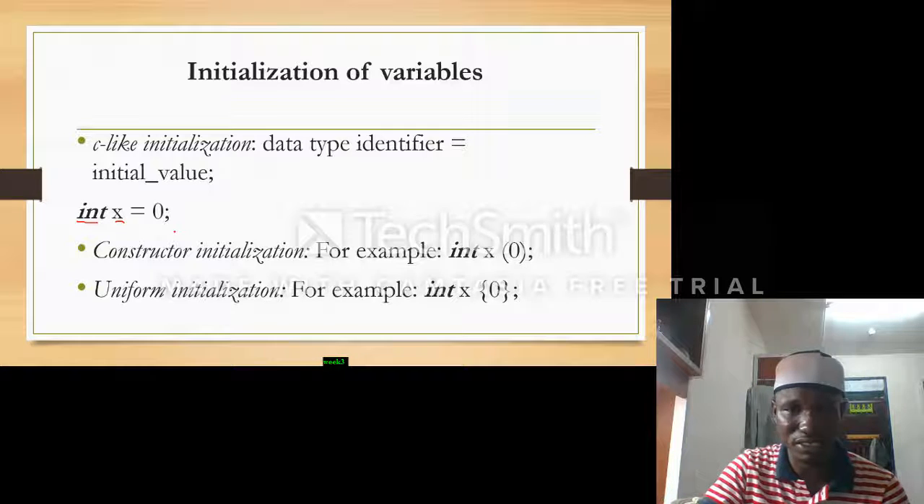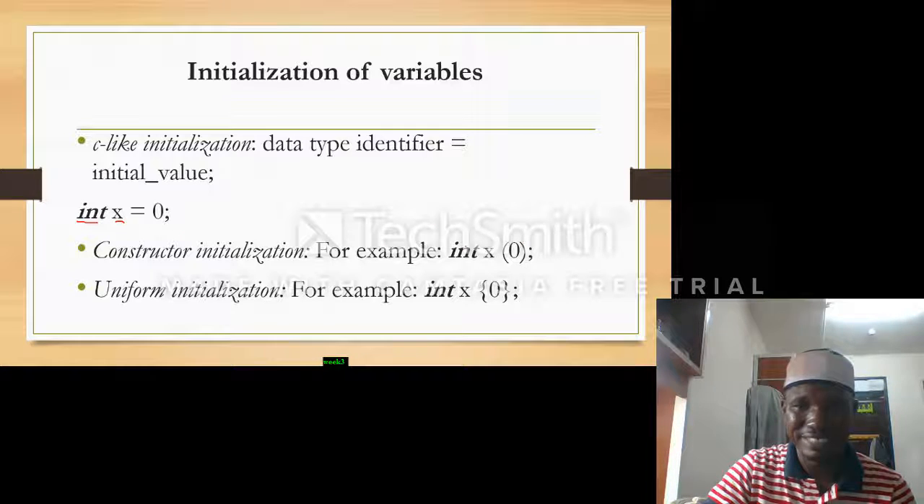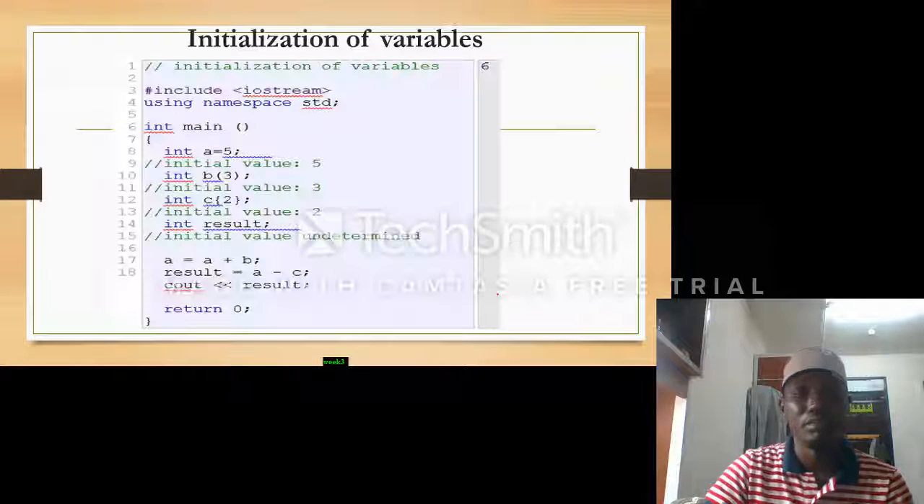For constructor initialization, it's going to be something like this: int x, then inside your brackets, you have whatever value you want to declare. It may be 0, it can be any other value. For uniform initialization, it's going to be in this format: int x, then you have the curly brackets, then you have the value you want to initialize, just like in this case. Okay, how do you get it right?